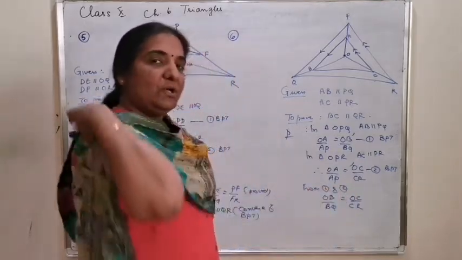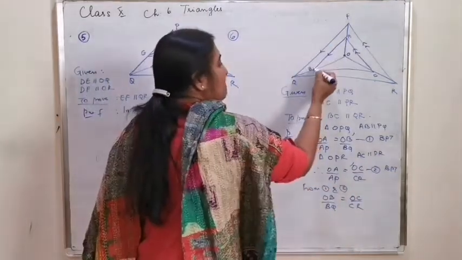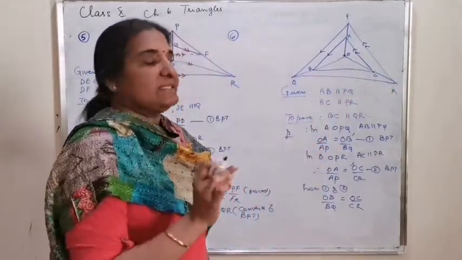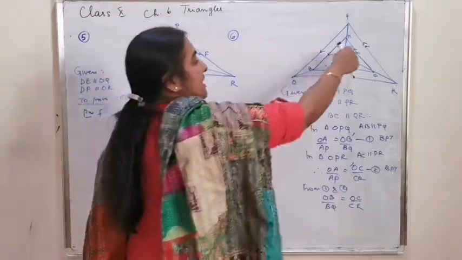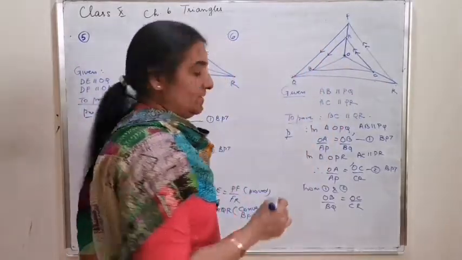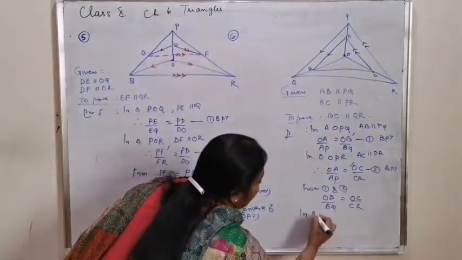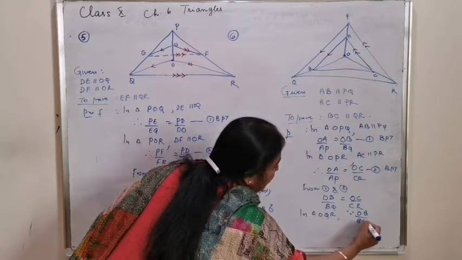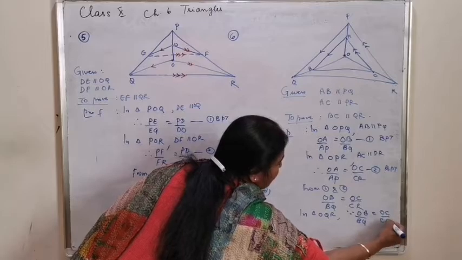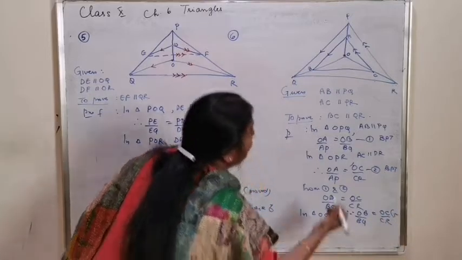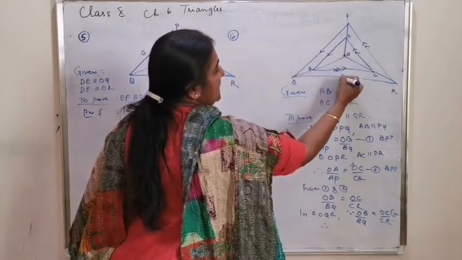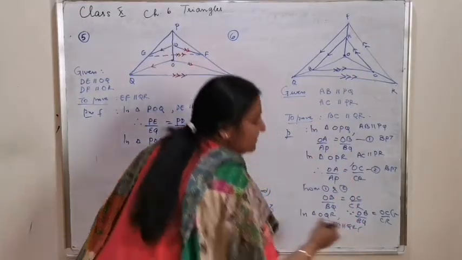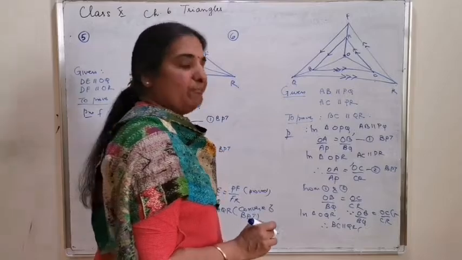Look at the ratio. It is OB by BQ is equal to OC by CR. It is a ratio for the sides of the triangle OQR. So how do you present it? In triangle OQR, since OB by BQ is equal to OC by CR, you proved, therefore the line BC is parallel to QR. Same reason as converse of BPT.